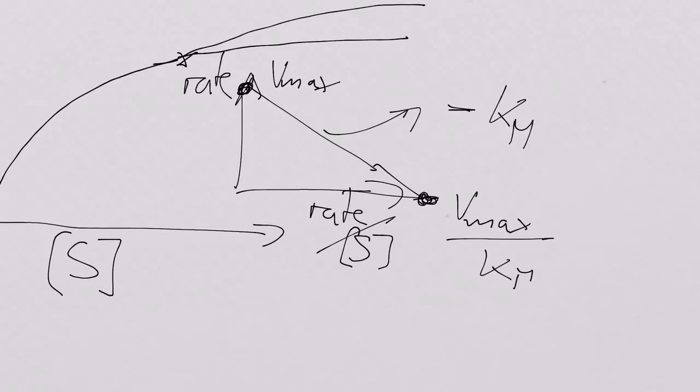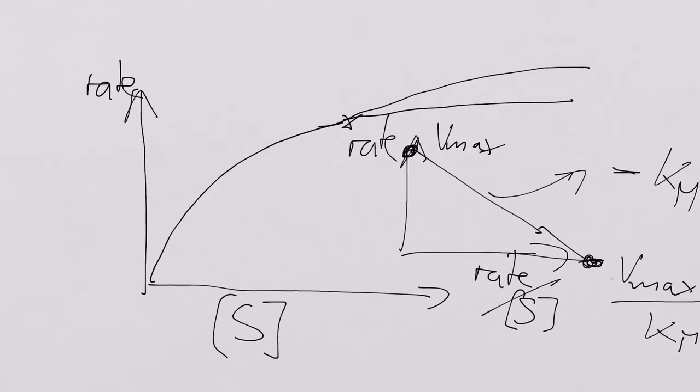Okay. Now, when you look at a Michaelis-Menten plot, what you see is that when you are in this range here, in the asymptote, will the rate increase when I increase the substrate concentration? When I go up with the substrate concentration, will the rate increase? Yes or yes?